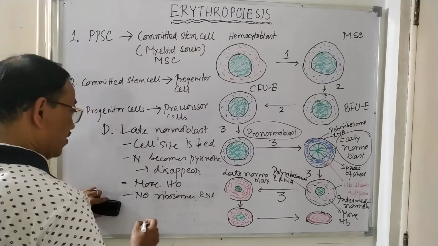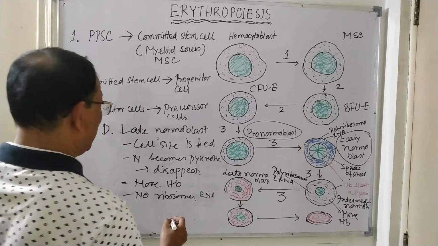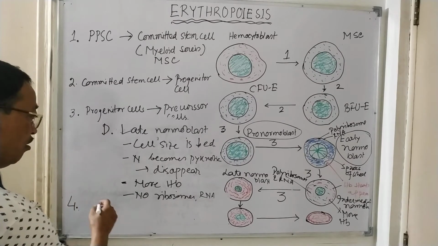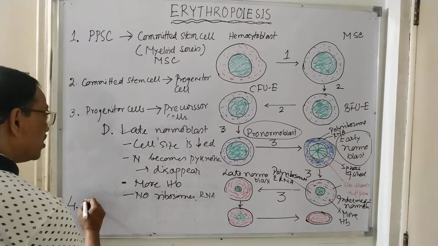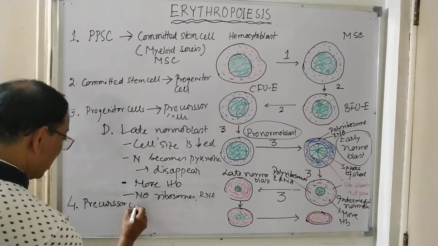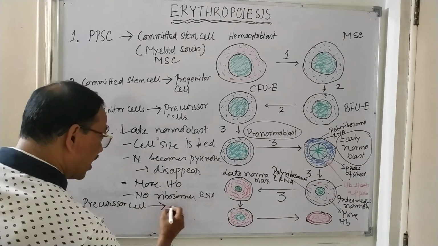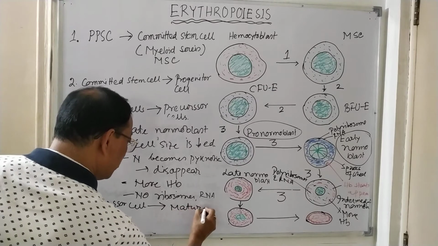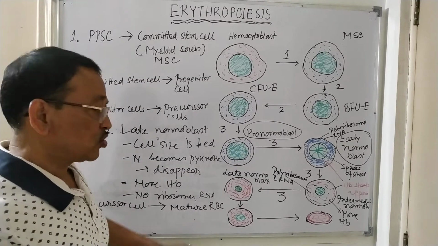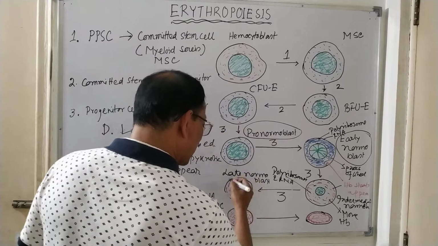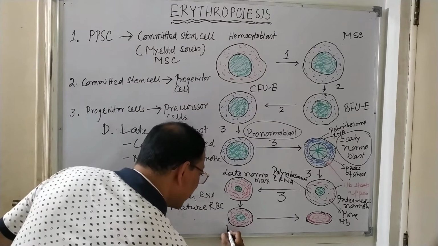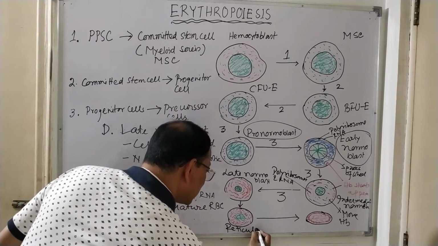And finally, what happens in the next stage? The precursor cell is converted to form the mature RBC. The late normoblast will now be converted to the structure known as the reticulocyte. So these are the reticulocytes.